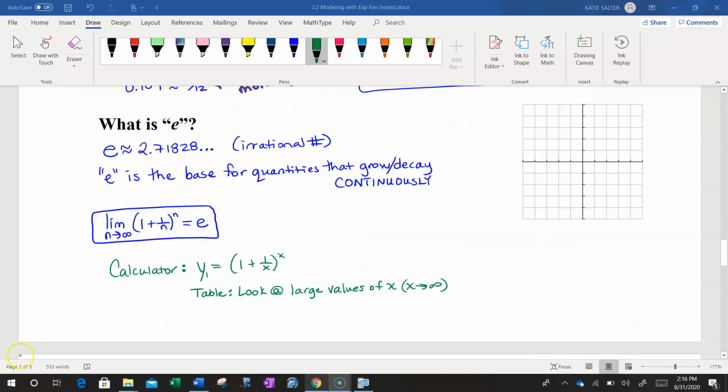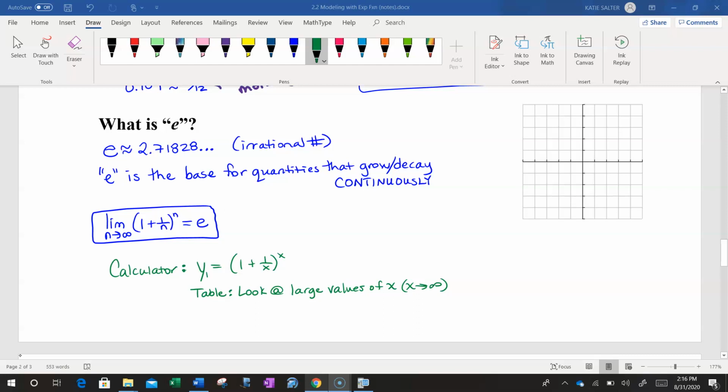What is e? All right, so this is a special day when you're going to learn about a very, very special number called e. Just like you learned about pi back in middle school, and pi is this irrational number that we use to calculate circumferences and areas of circular shapes, we also have this very special number e. And e is the base that we use for quantities that grow and decay continuously.